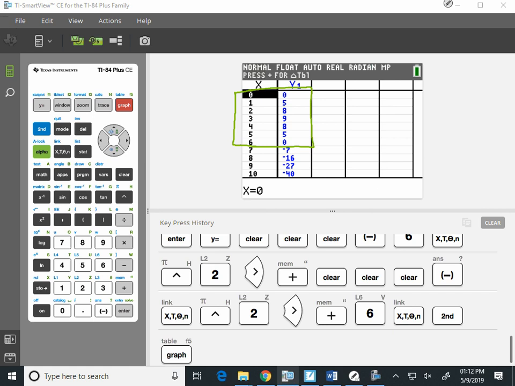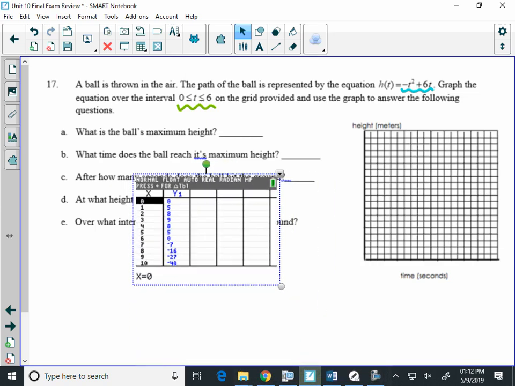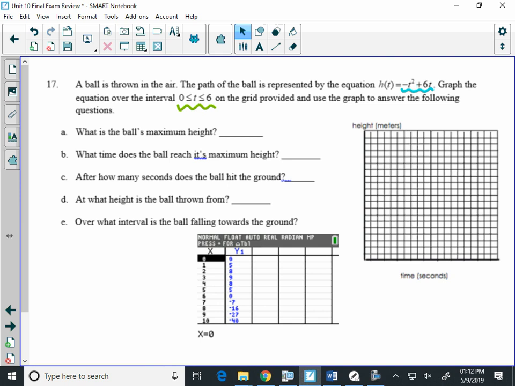So I'm going to move the table over to the smart board so we have a visual and I don't have to keep flipping back and forth. We're only plotting the points from where x is 0, because t is representing x, to 6. So I'm going to plot my first set, 0, 0. I'm going to plot my next set, which is 1, 5.